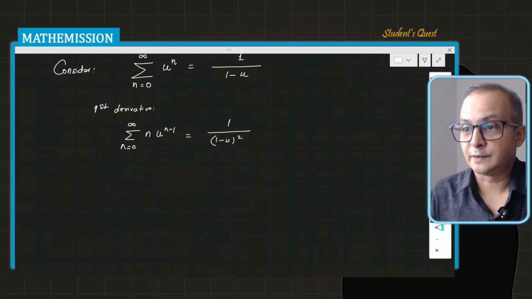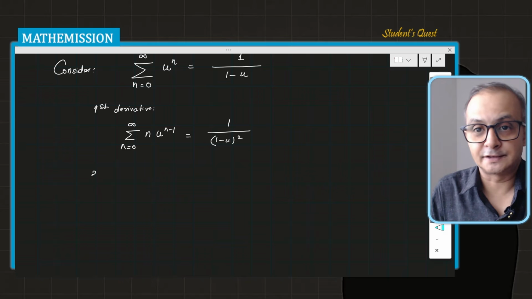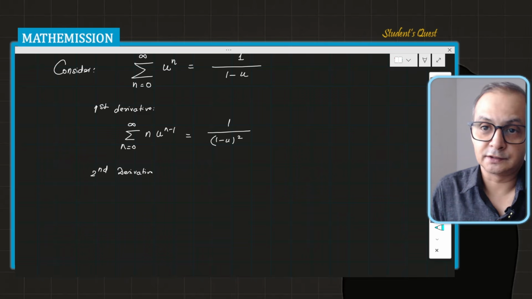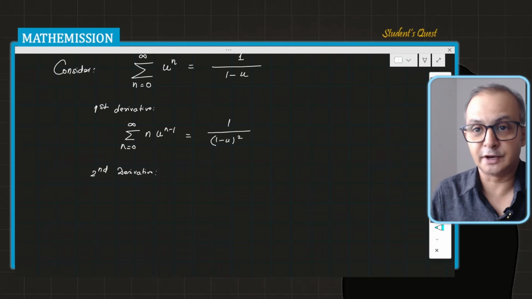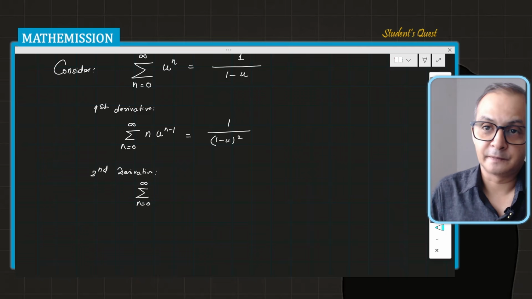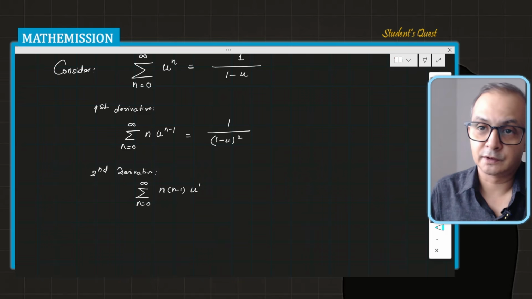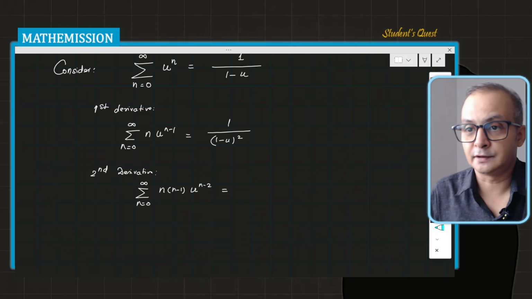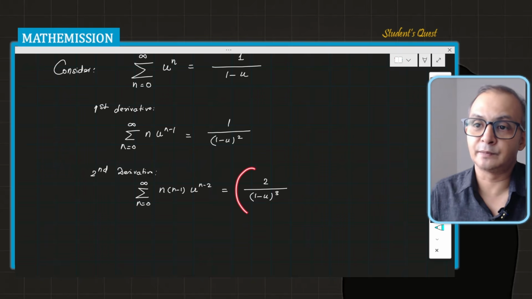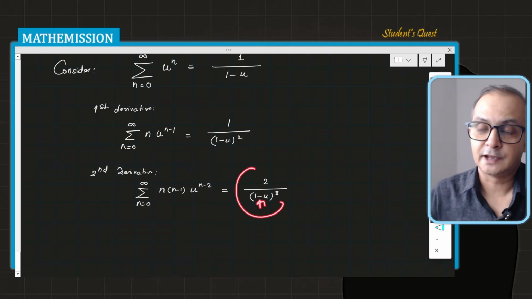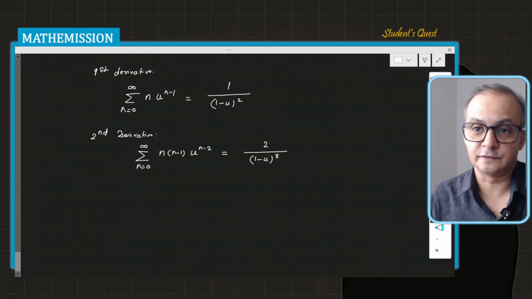Now let's do the derivative one more time. Let me write here second derivative. I'm writing all the derivative things in words also, there's a meaning to it, we'll understand it. So the summation n equal to 0 to infinity again, but now I get n into n minus 1 and u to the power n minus 2, and here 2 divided by 1 minus u to the power 3. You notice no minus sign will come again because there is a minus sitting here, and that will make the terms positive every time.